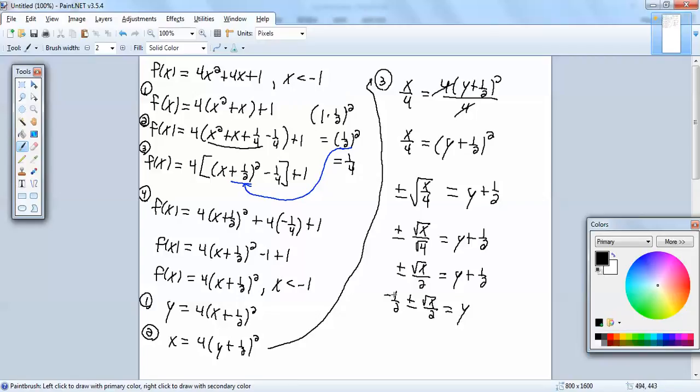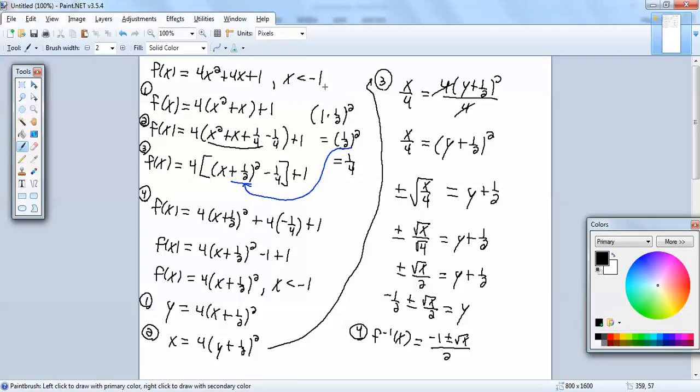Now we got the same denominator, so I'll merge them together. And while I'm at it, I'll go ahead and put my inverse notation in there. So we're going to have negative 1 plus or minus square root of x over 2. But we got a problem here. You can't have a plus or minus.